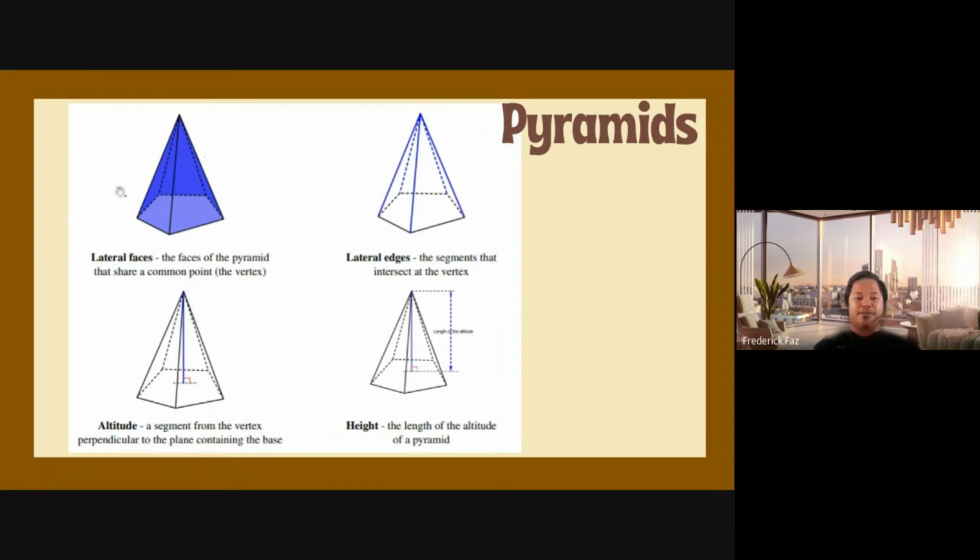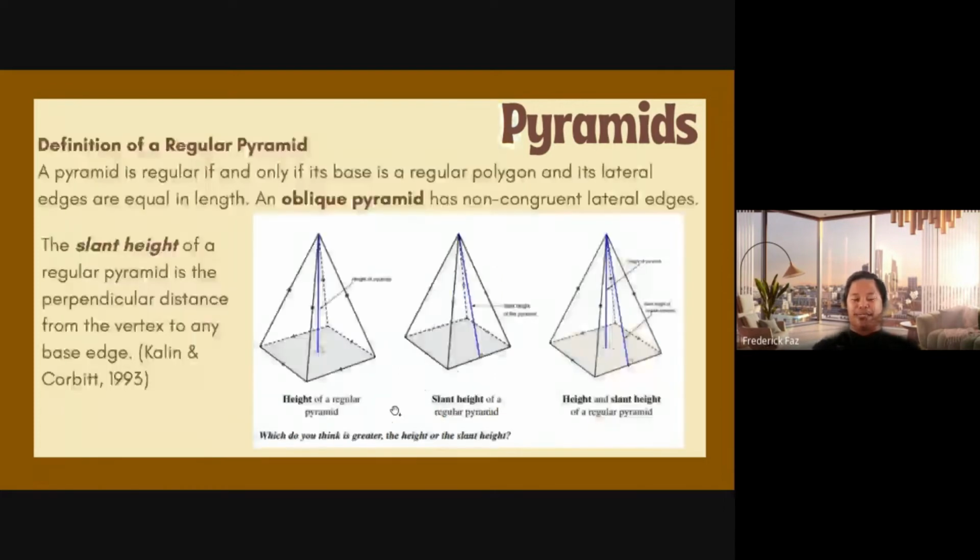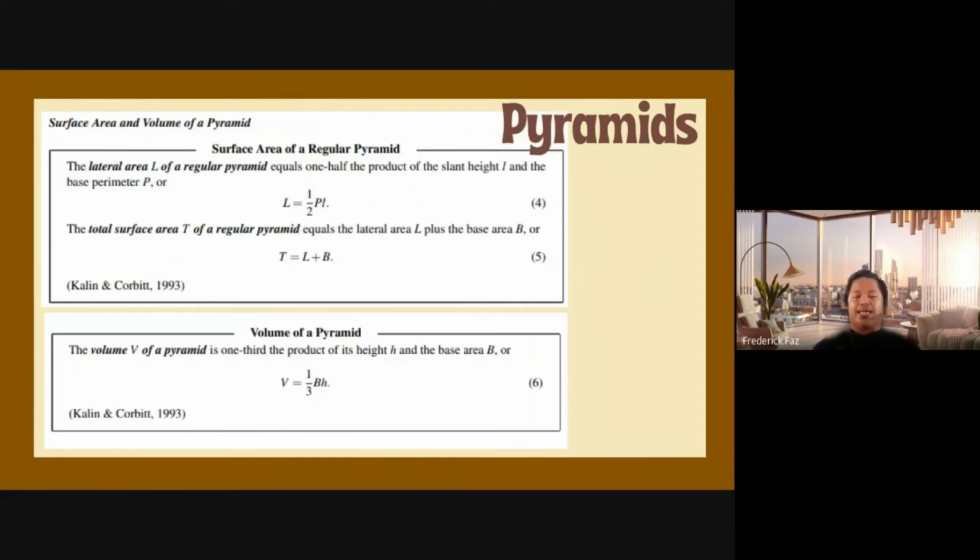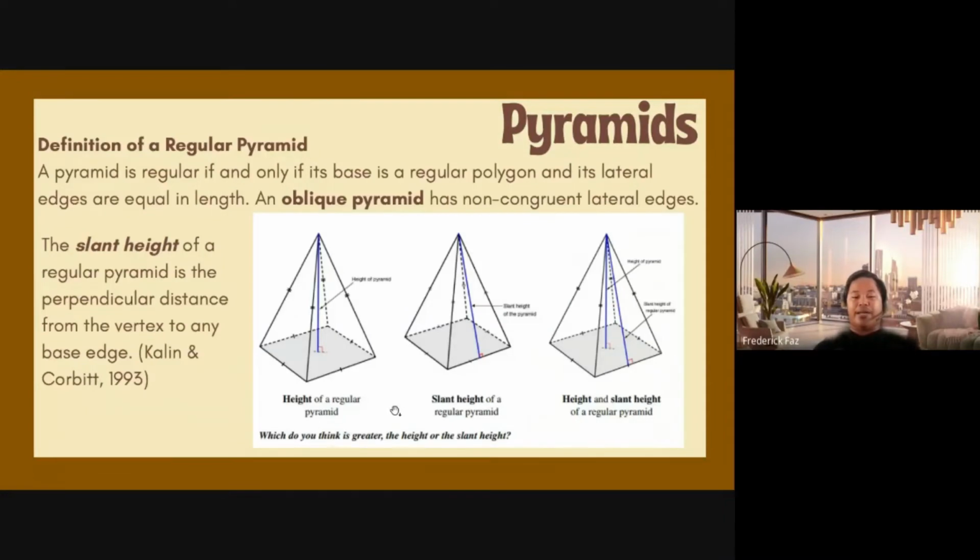So ito po. We have the lateral edges. We have the altitude, the perpendicular segment. We have also the height. We have regular pyramids. So a regular pyramid is a regular polygon. Yung base niya po ay regular polygon. And its lateral edges are equal in length. While an oblique pyramid has non-congruent lateral edges.